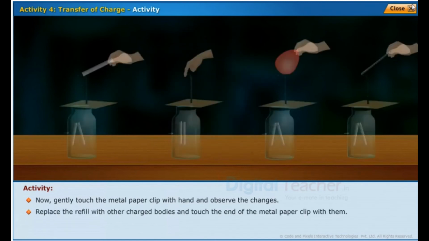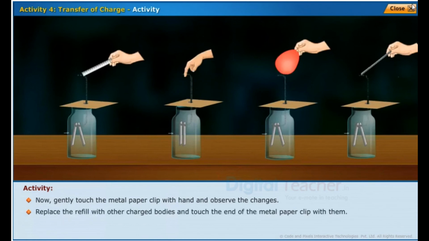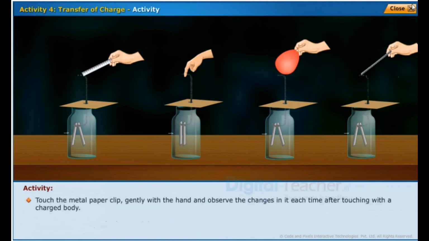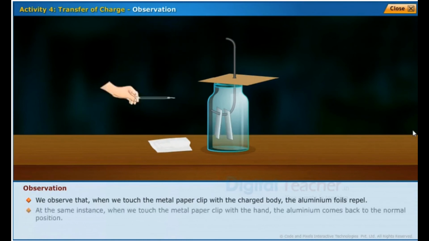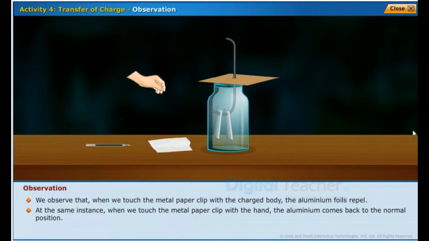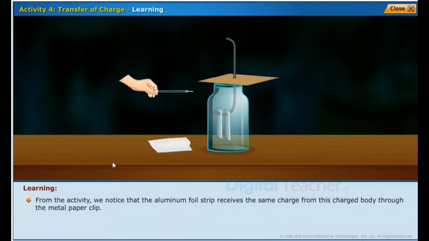Replace the refill with other charged bodies and touch the end of the metal paper clip with them. Observe the changes in the aluminium foils. Touch the metal paper clip gently with the hand and observe the changes each time after touching them with a charged body. We observe that when we touch the metal paper clip with a charged body, the aluminium foils repel. At the same instant, when we touch the metal paper clip with the hand, the aluminium foils come back to the normal position. From the activity, we notice that the aluminium foil strips receive the same charge from the charged body through the metal paper clip.